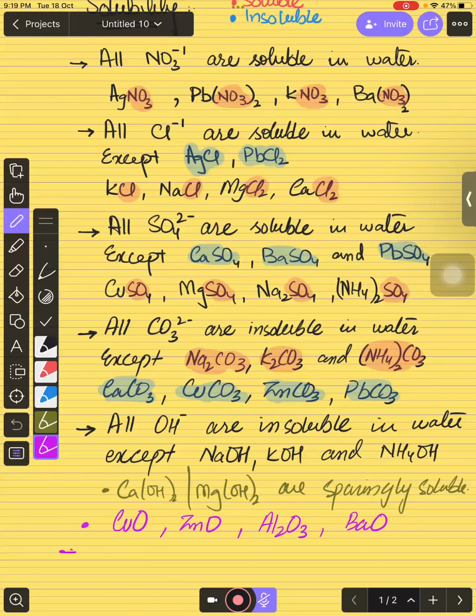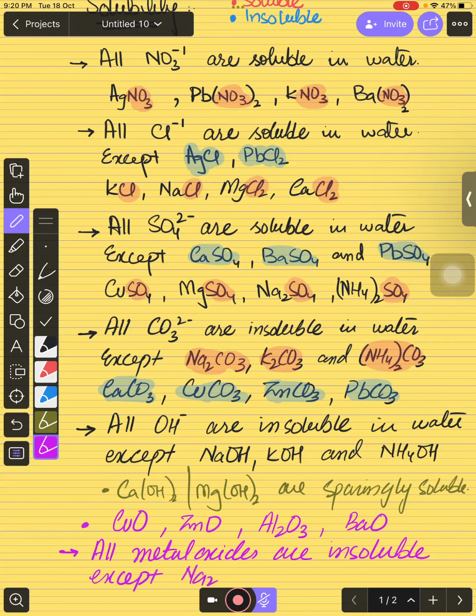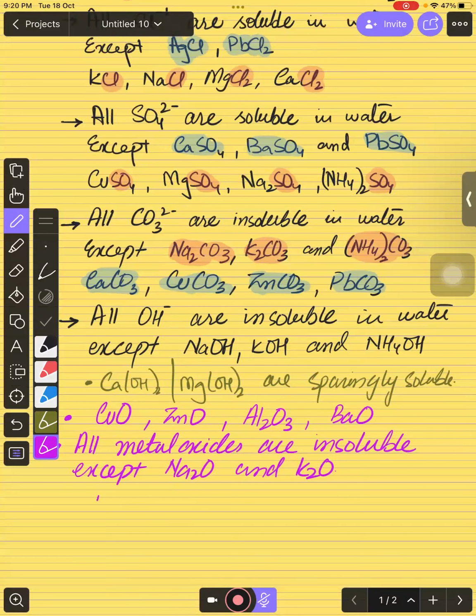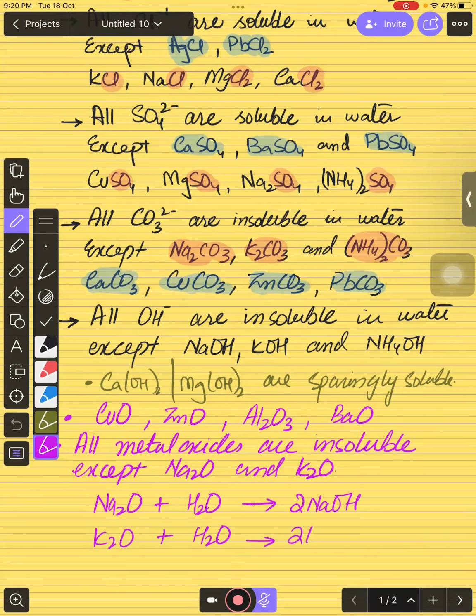So you can even write the definition over here that all metal oxides are insoluble, except sodium oxide and potassium oxide. I am not using ammonium over here because it is not a metal oxide. So only these two are soluble in water. When you dissolve sodium oxide into the water, it forms sodium hydroxide. Same as if you dissolve K2O into the water, only then will it form KOH, right?